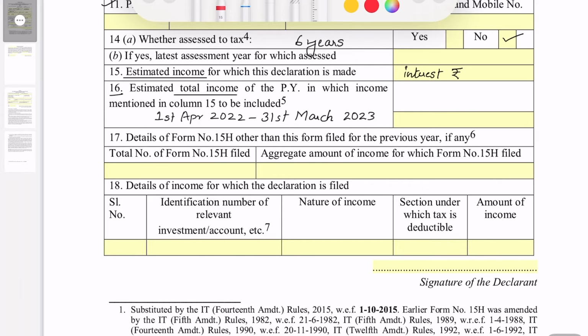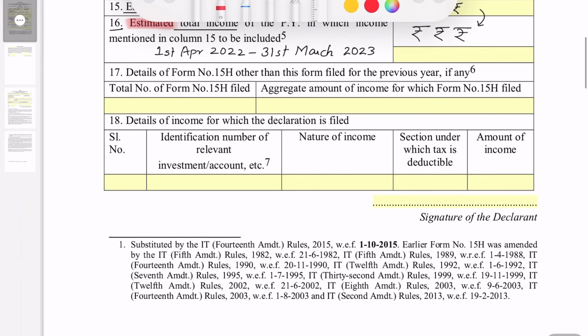Now keep in mind the particular word estimated, all right? Now this is an estimation only. Obviously, nobody expects this number to be perfect. So just compute whatever is your best guess as to how much your father is going to earn. And whatever amount you compute, you just mention it here. And don't forget to also include the interest income when you are computing the total income for the financial year.